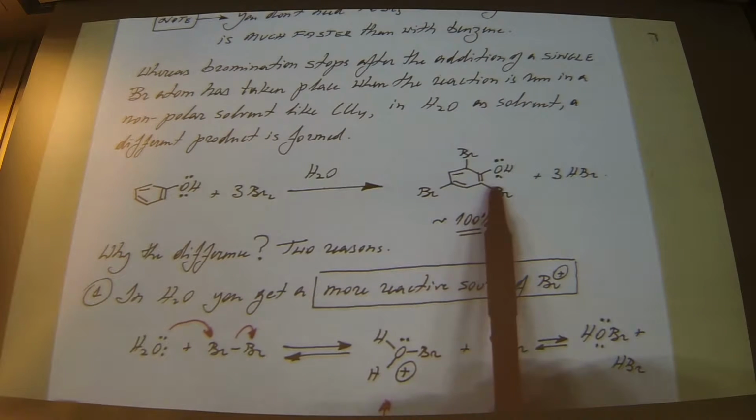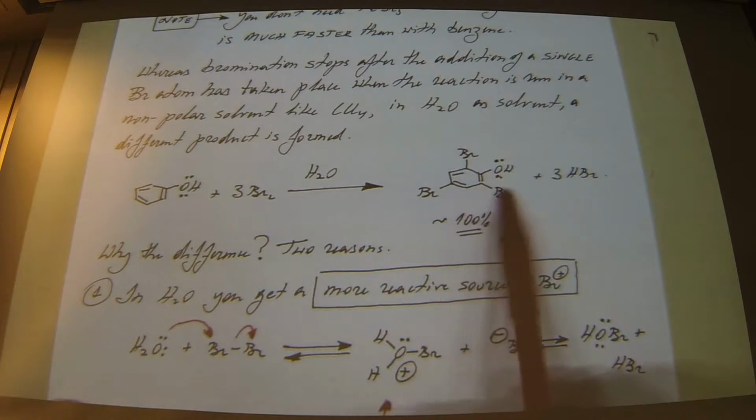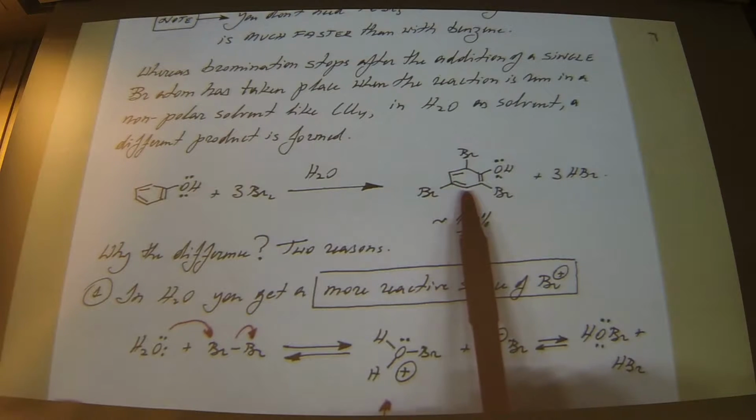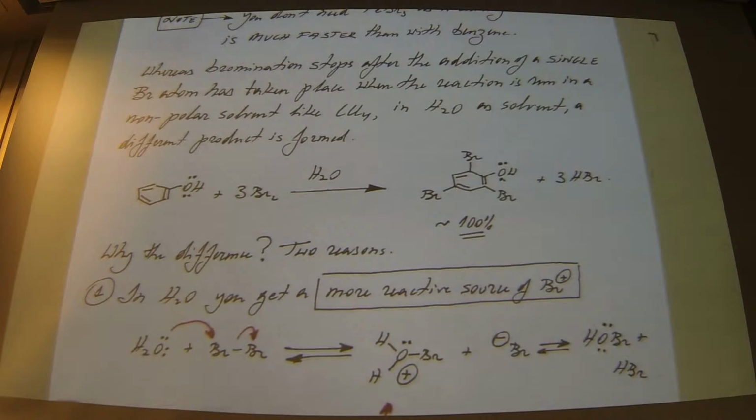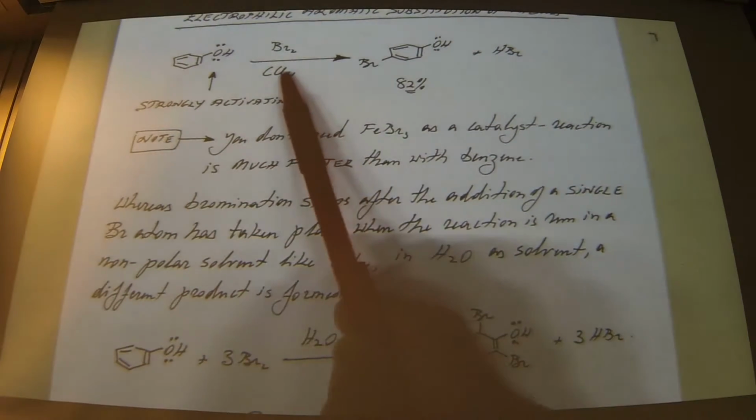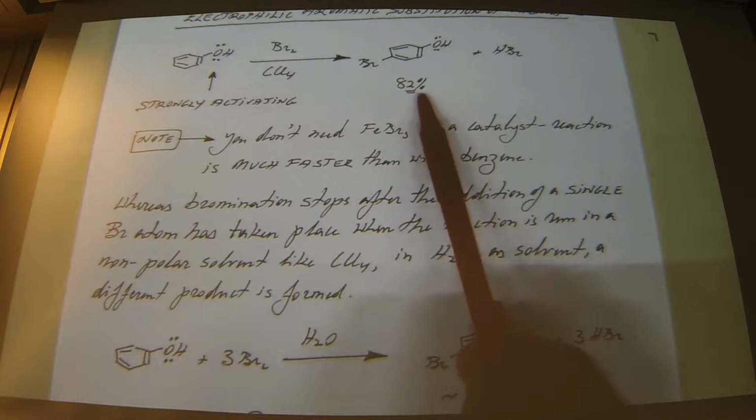But notice that here, this has undergone exhaustive bromination. All three activated positions are brominated, and you get essentially quantitative yield. So now the question is, well, how come? Do the reaction in carbon tet, goes part way.